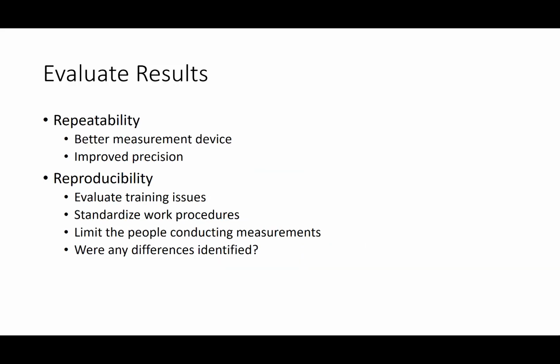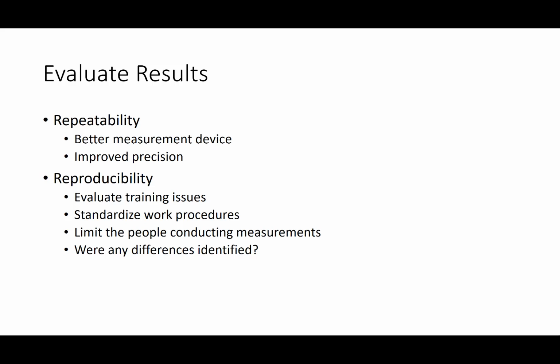The best ways to fix it will depend upon what sources of variability you have. If you have repeatability errors, maybe you have a poor measurement device, and you should look at getting something with a little bit better precision. If you have reproducibility errors, that's typically a case where people are using different techniques, and the first step there is to evaluate your training and standardize your work procedures.